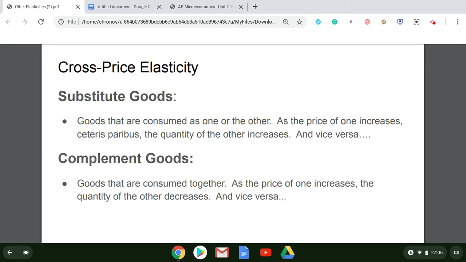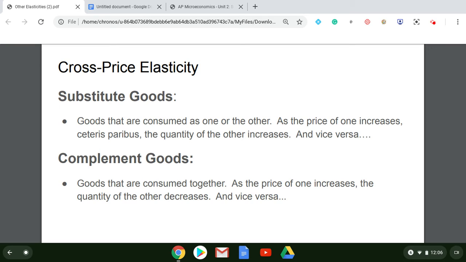So first, let's talk about substitute goods. They're goods that are consumed as one or the other. As the name entails, I can consume this good, or I could easily substitute it with this other good. If the price of one of the goods increases, ceteris paribus, so the other price stayed the same, then the quantity of the other good will go up and vice versa. So if the price of one good decreases, the quantity of the other good will decrease too. We'll see with some examples.